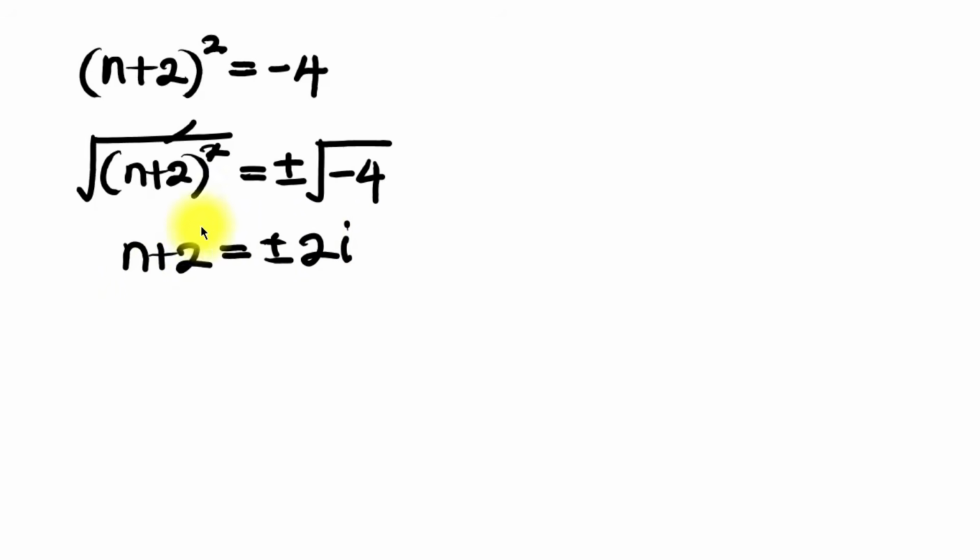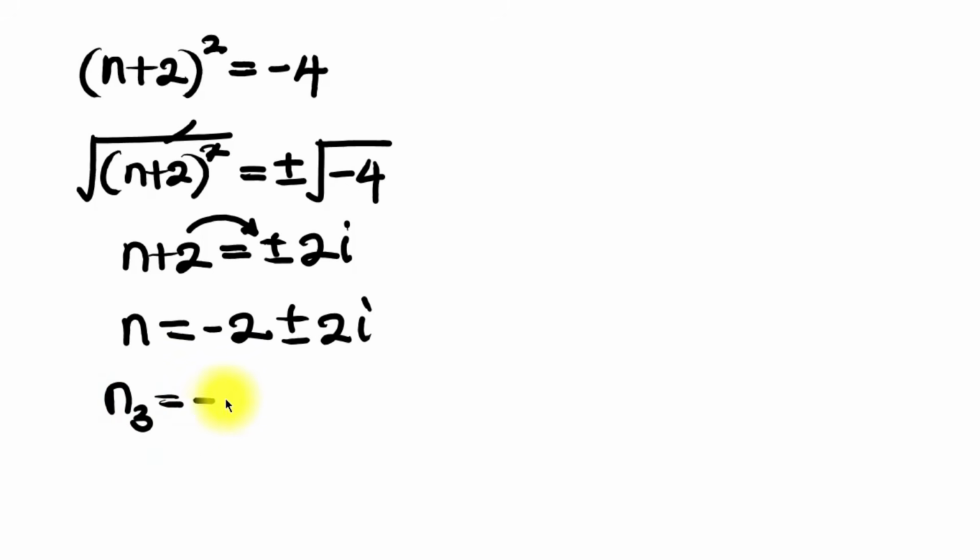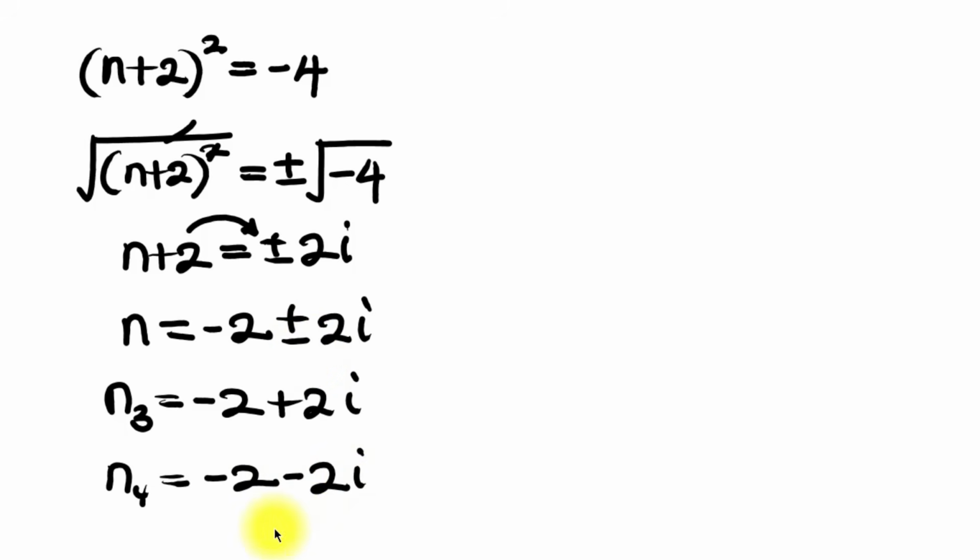Now to get the value of n, I have to move this 2 to the right hand side so that we have n equal to, as 2 crosses to the right, it becomes negative 2. And then plus or minus 2i. So there are two values of n from here. So now this is going to be our third value of n, which will be negative 2 plus 2i. And then the fourth value of n will be negative 2 minus 2i. So we have 4 values of n in total. 2 complex solutions and 2 real solutions.